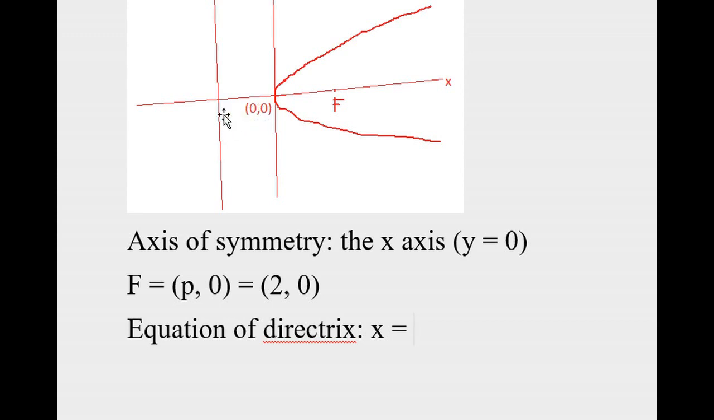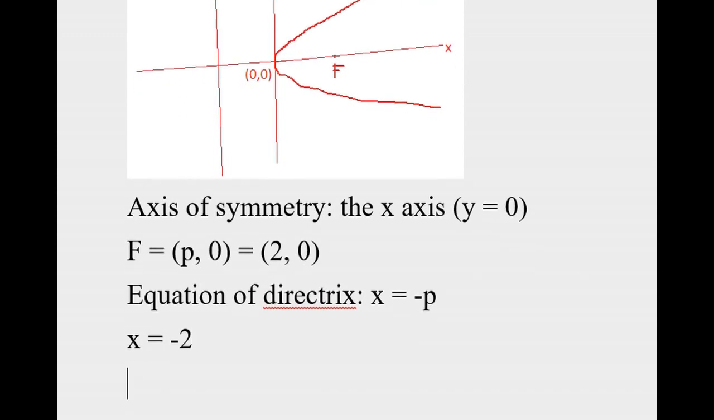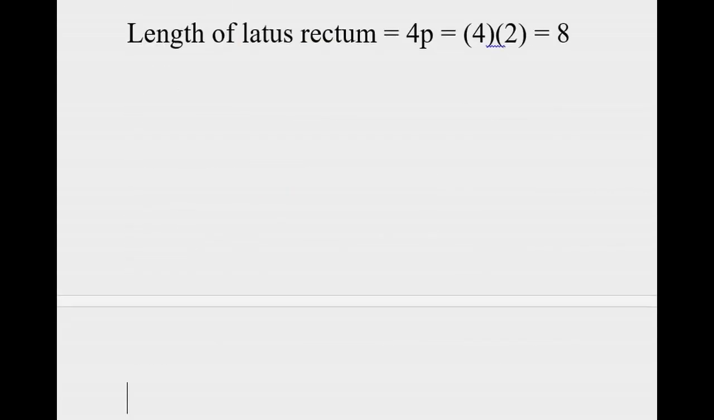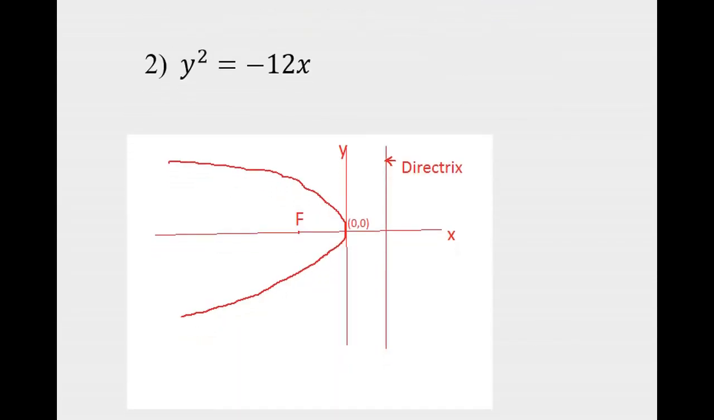Now what constant is it? The directrix is at a distance p to the left of the origin. So the constant will be 0 minus p, that is minus p. So the equation of the directrix will be x equals minus 2. We know that the formula for the length of the latus rectum is 4 times p for a parabola. 4p is 8 units. That's the length of the latus rectum.